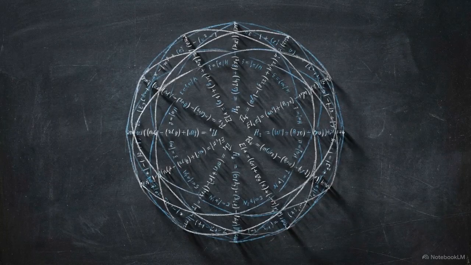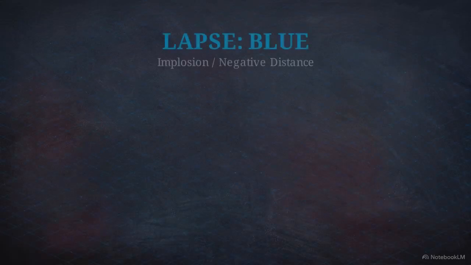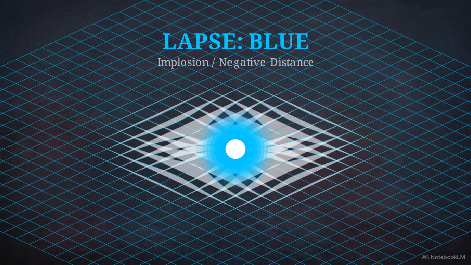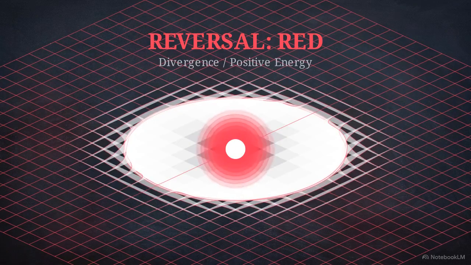By defining this specific spatial geometry, we can derive an Einstein tensor that describes the exact configuration of energy needed to warp the vacuum into a non-attractive spatial shield. This spatial manipulation also has aggressive offensive applications. Lapse blue enforces a negative distance value in a local area. The universe corrects this physical anomaly by compelling local space to implode. Reversal, red, injects positive energy into the metric to force infinite divergence, violently repelling space.